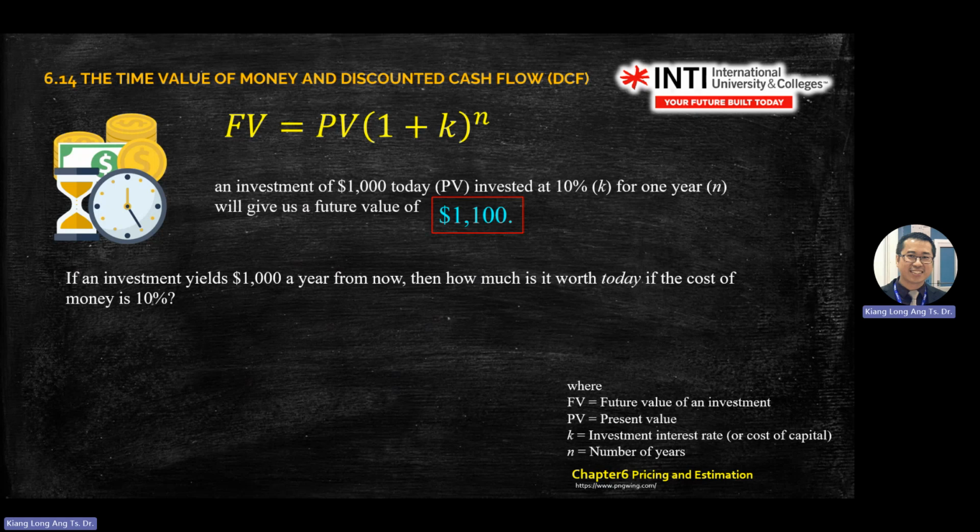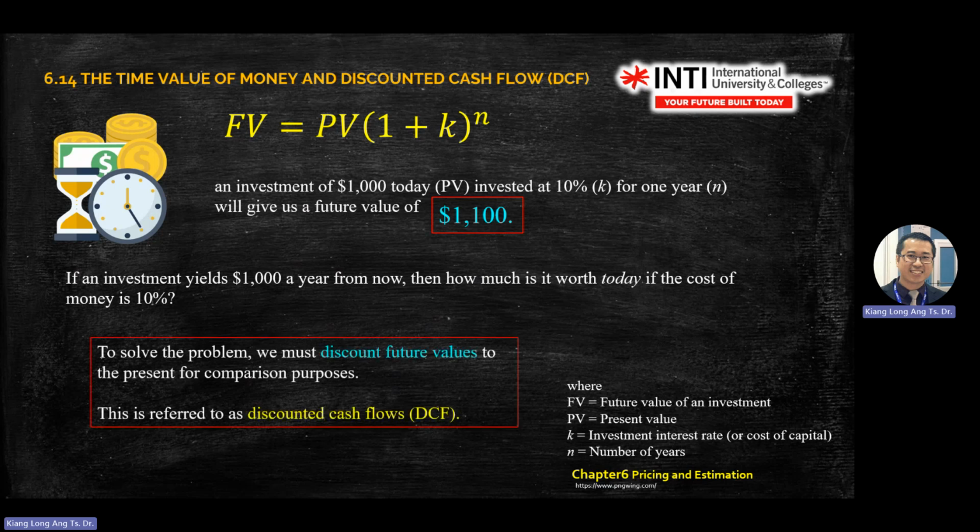The question asks you for the present value. The answer, I think, is 900. Understand or not? Why 900? You rearrange this equation, you'll get 900.